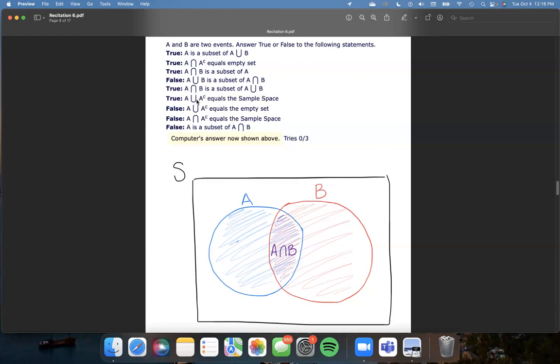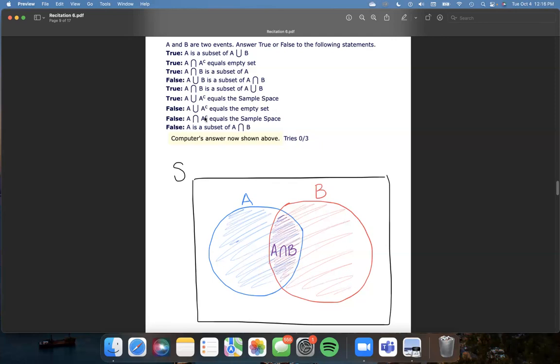A union AC equals the sample space. So that's true. So if we take A, which is this blue circle, and take a union with everything else outside of that A, we will get the whole sample space. So we'll get the rest of this red alone area mixed with the rest of this area inside the box.